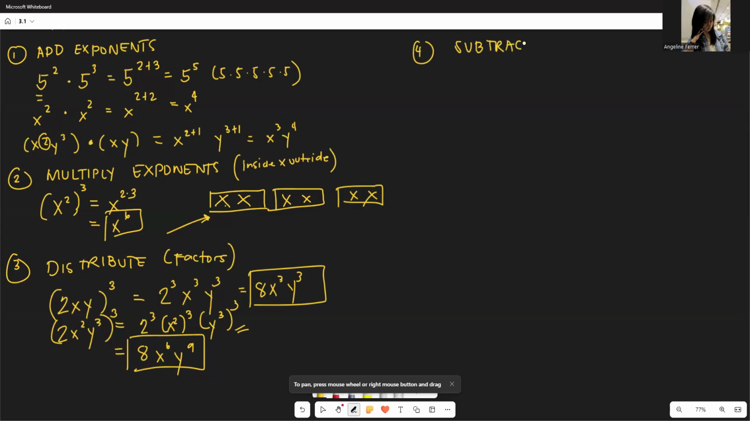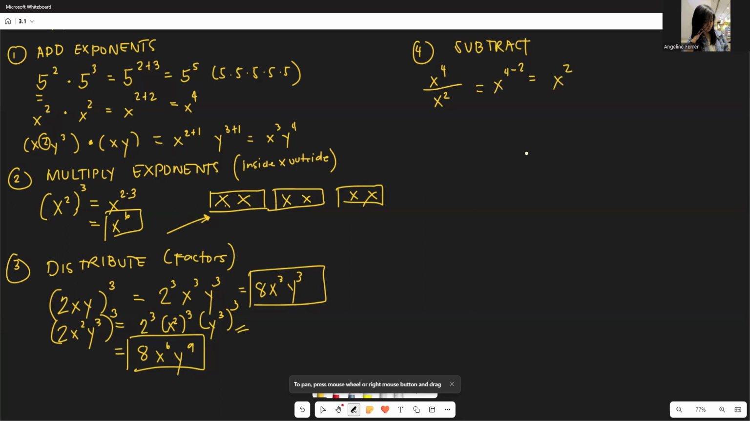exponents. And this happens when we're dividing. For example, we have x raised to 4 over x raised to 2. So if we have the same bases on top and at the bottom, like numerator and denominator, just subtract their exponents and you'll get your answer.